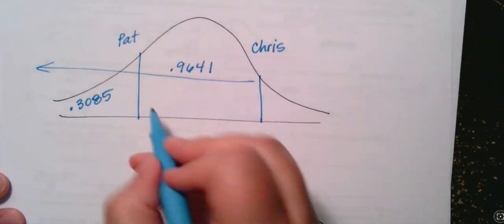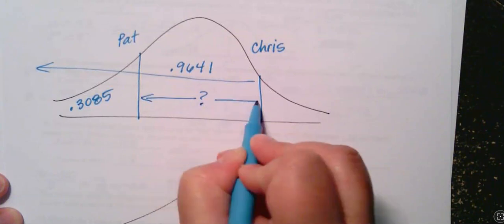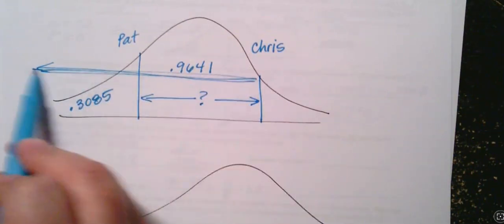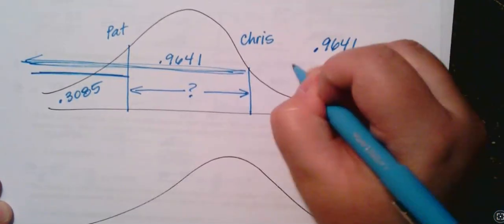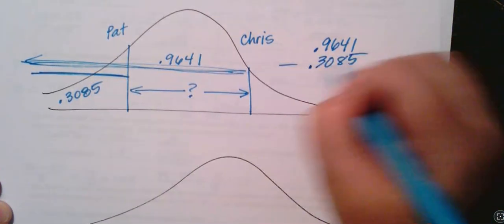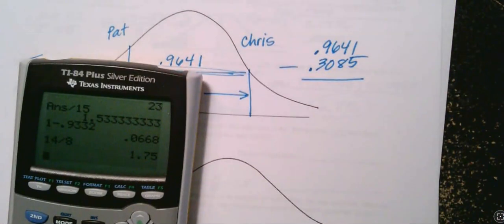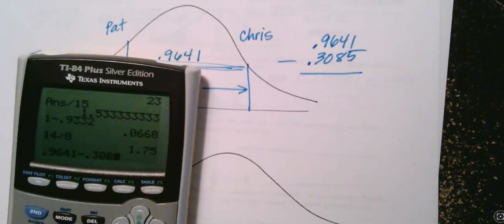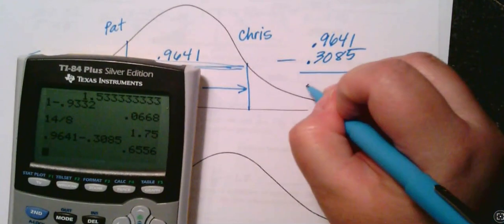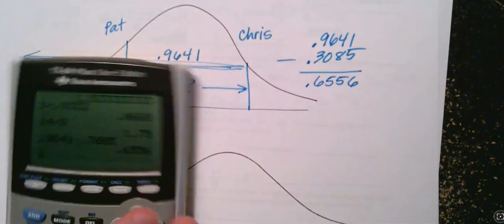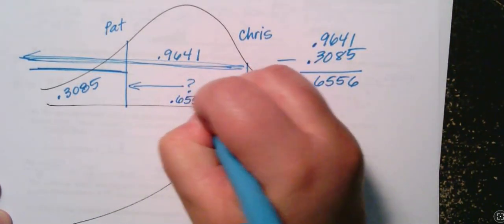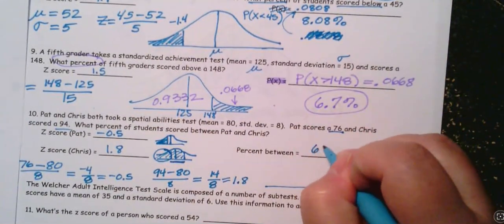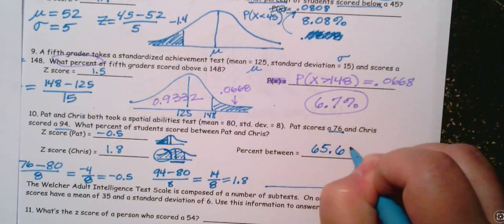So if I want to know how many people scored between them, I'm going to take this whole section and subtract out this part. So in other words, 0.9641 minus 0.3085 gives me 0.6556. So 65.56% of people scored between them. Was it asked as a percent? Yes. So 65.56, let's go ahead and round it.